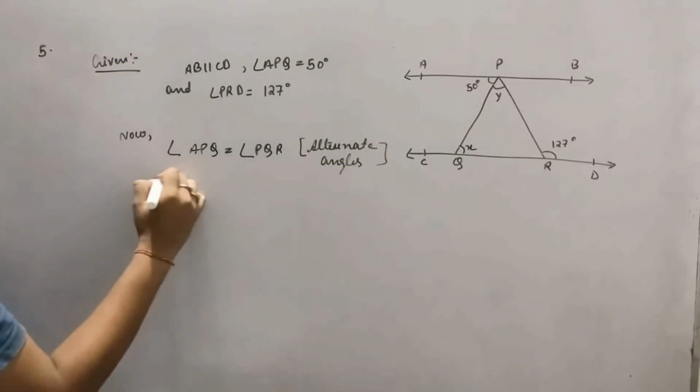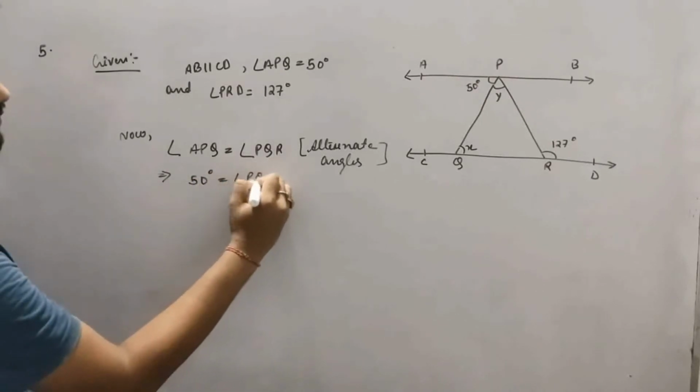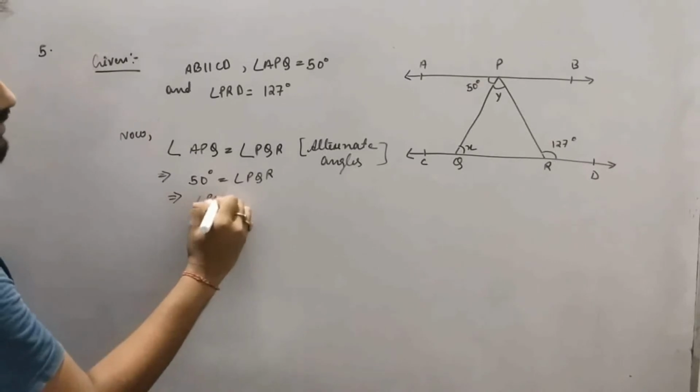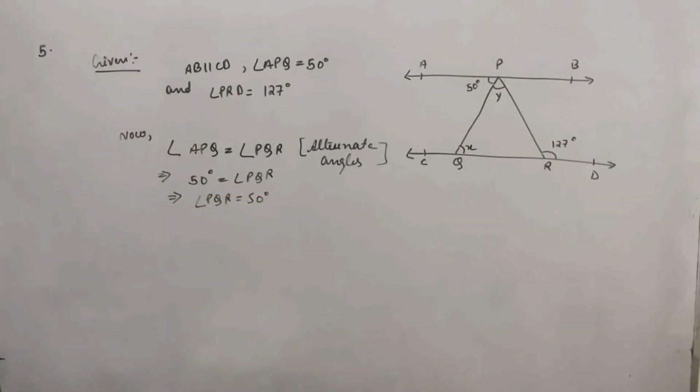Alternate angles, okay? So what is the value of angle APQ? 50 degree. So angle PQR is how much? 50 degree. Okay, one done. So try by yourself how you will find angle y. Think.